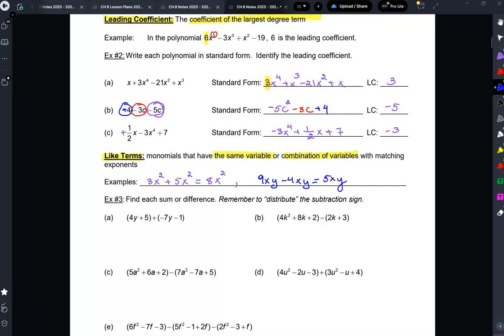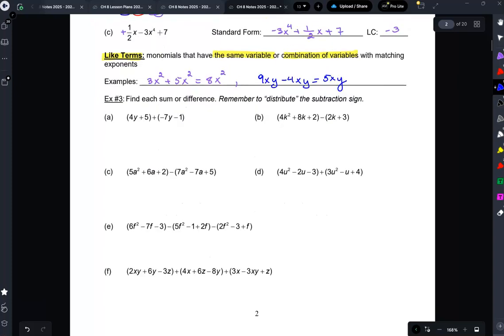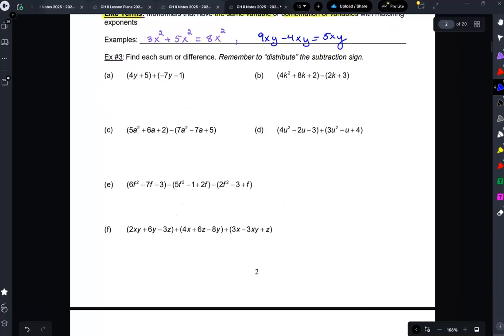Okay, so let's do some matching with like terms. I have a question about the leading coefficient. When you want to write the leading coefficient, should we include the variable? Never the variable. Just the number, just the constant.